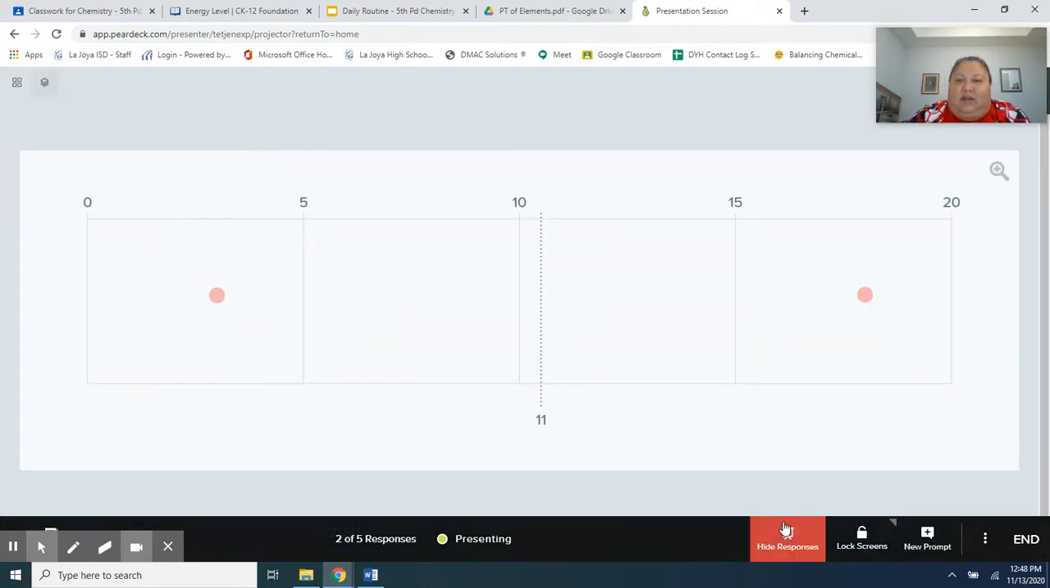All right, I got a couple of dots. One of them is between 15 and 20. I got a 10 and 11. And then there's another dot over here between 0 and 5. Okay, so somebody is saying 11. There are 11 orbitals in energy level 3.